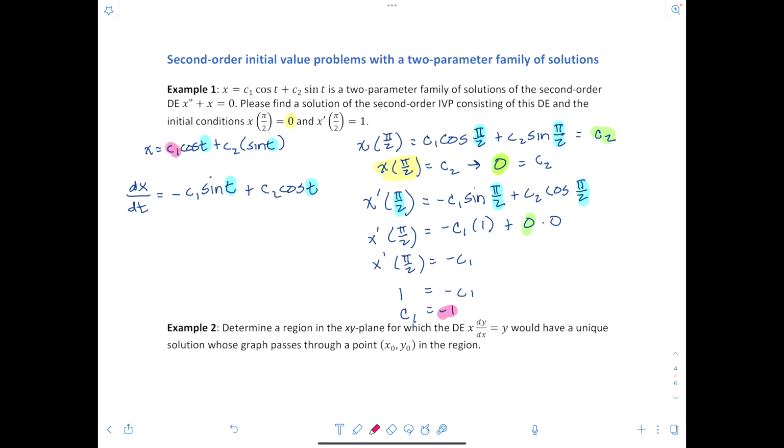So, plugging all this stuff back in, we will have our particular solution. At the end of the day, we will get x is equal to c1, which is negative 1, times cosine t, plus c2, which is 0, times sine t. And so x is negative cosine t is that solution. Cool? All right.